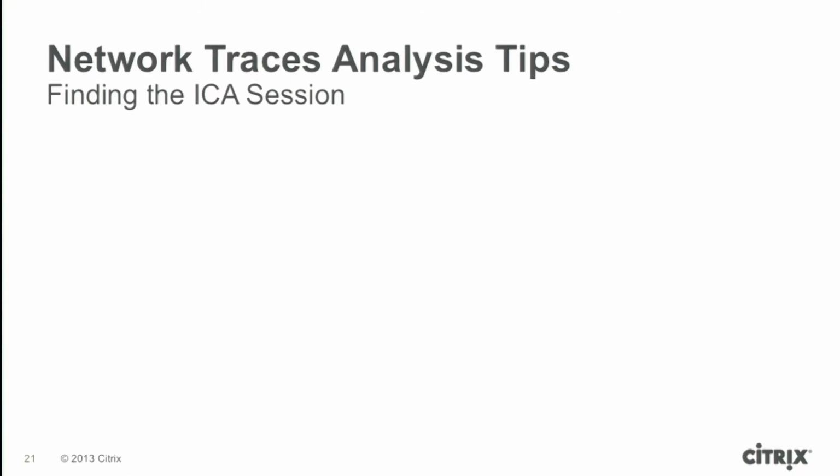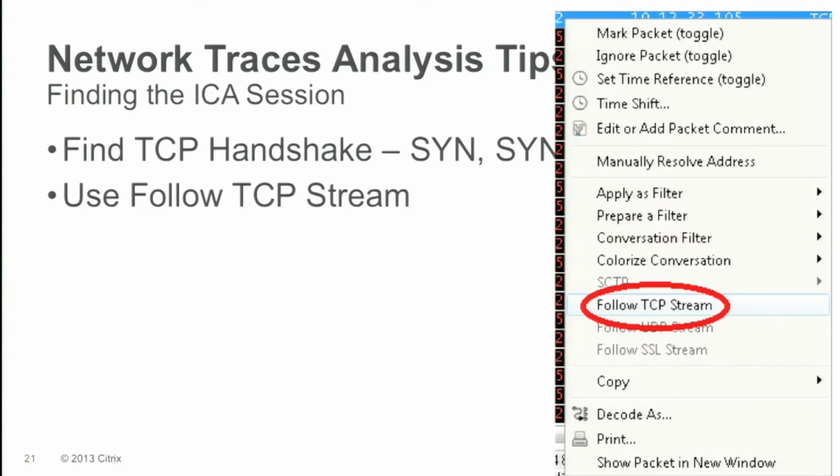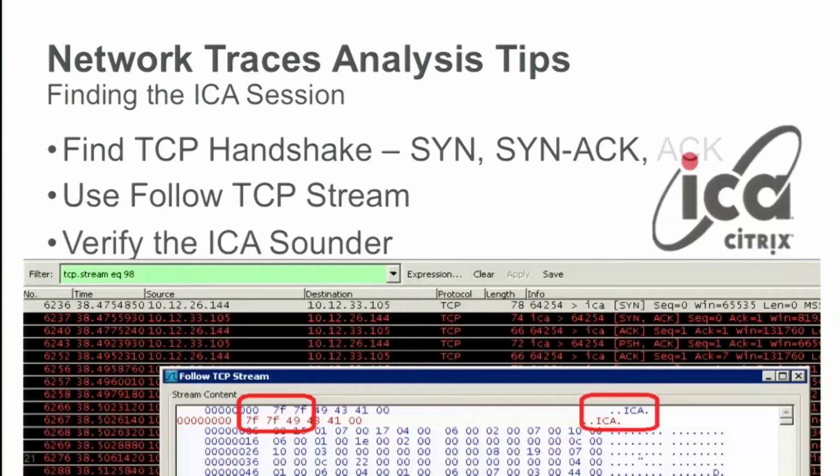Once you've formatted and filtered the output, you'll want to find the beginning of the ICA conversation. And this can be done by looking for the TCP handshake, SYN, SYN-ACK, and ACK. Of course, these three messages start every TCP network connection. And once you've found the ICA connection, you can follow the TCP stream and then identify the ICA signature, which shows up as 7F in the data.